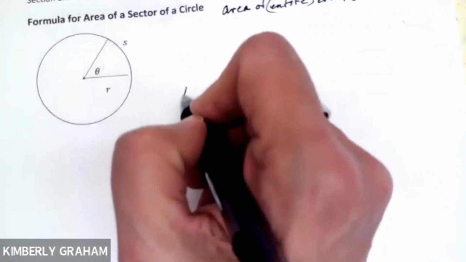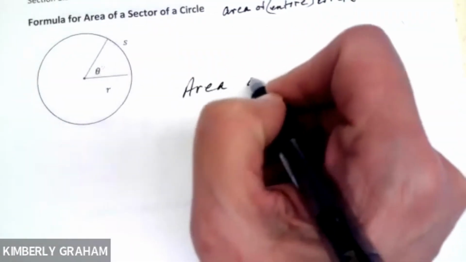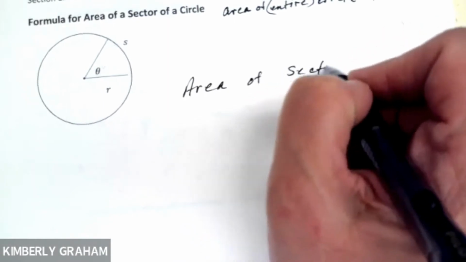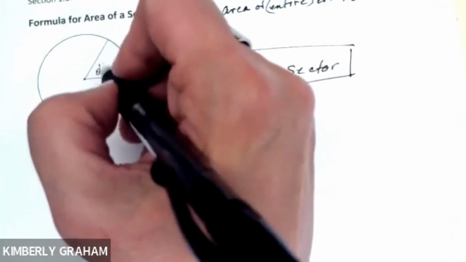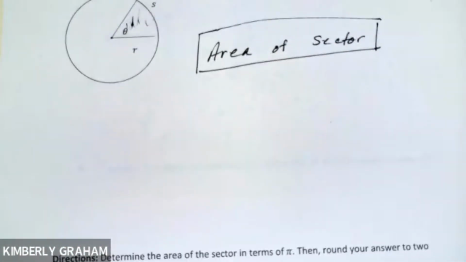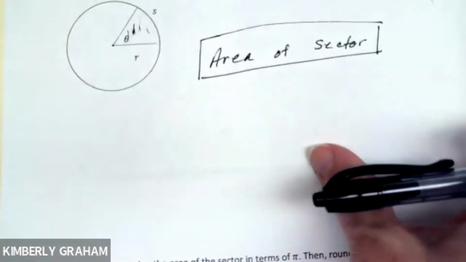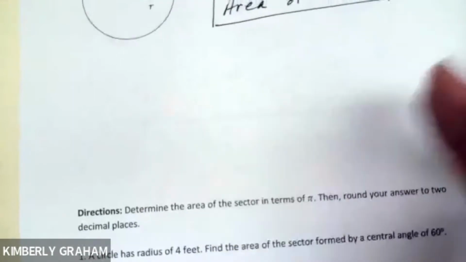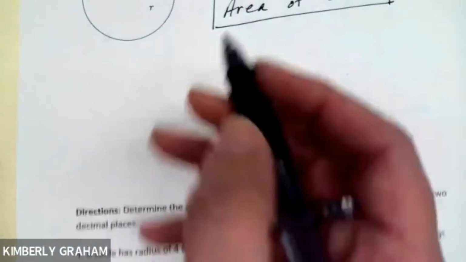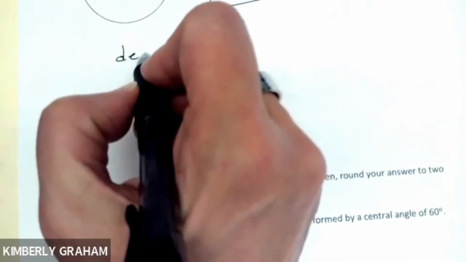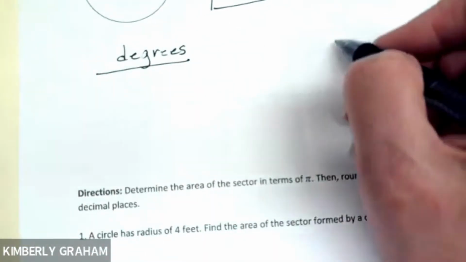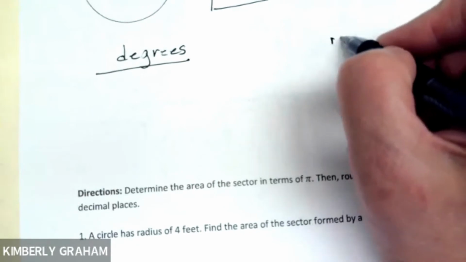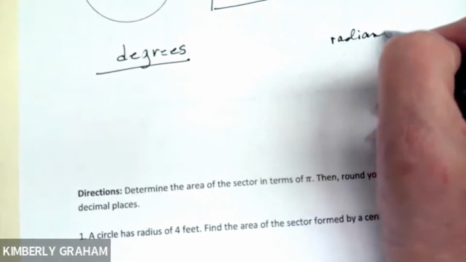What I'm going to find here is the area of the sector, which means the section here that's shaded. Can't really tell that's supposed to be shaded, but it is. All right, so I'm going to do this just like I did the arc length. I'm going to look at this when my theta is in degrees, and I'm going to look at this where my theta is in radians.